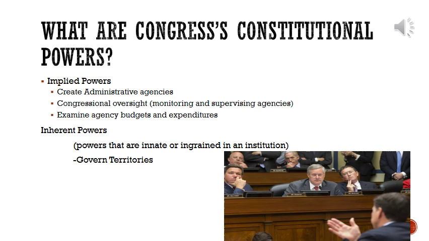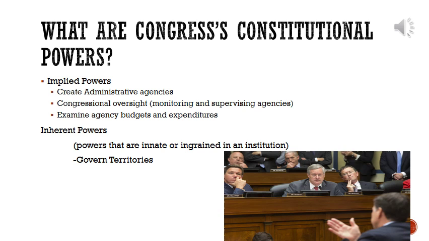Congress is going to have congressional oversight, which is monitoring and supervising agencies. So they can call in supervisors, the FBI director, CIA director, what have you, and actually have them testify on anything that's going on. They can also examine agency budgets and expenditures, and this is a very important power that Congress has as well. They do have the power of the purse. They can expand budgets for agencies, or they can take away money from agencies as well. And again, they can close agencies. That's a power that they have.